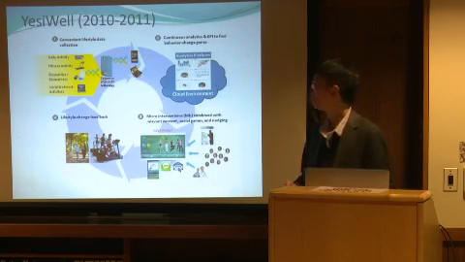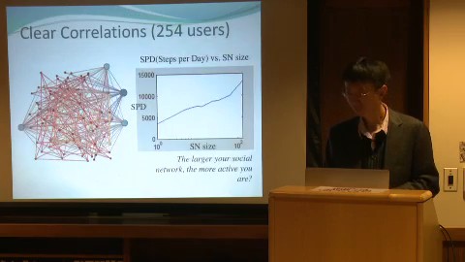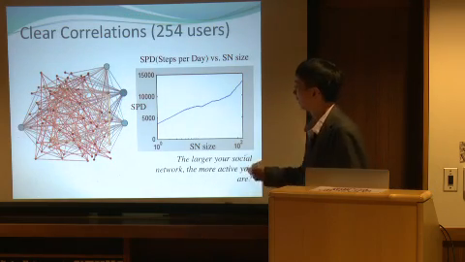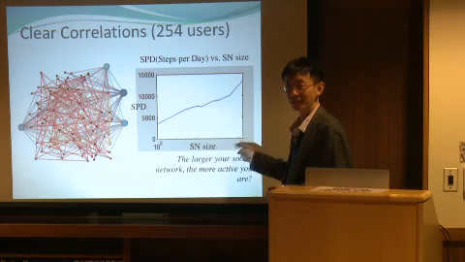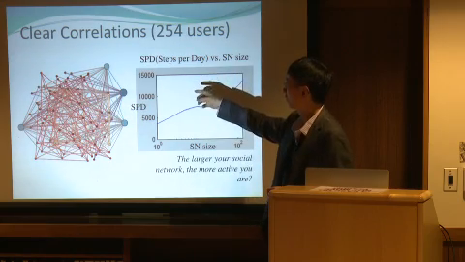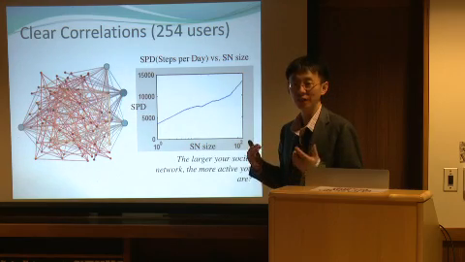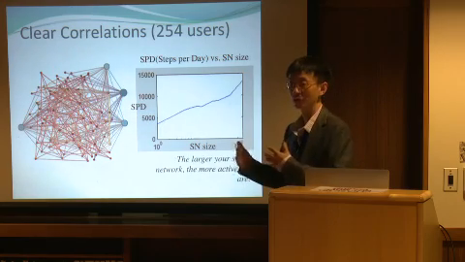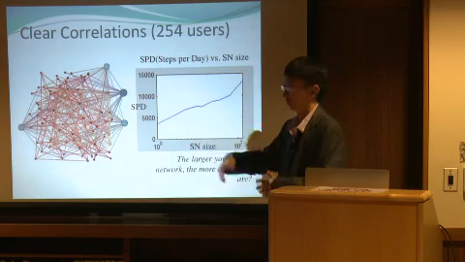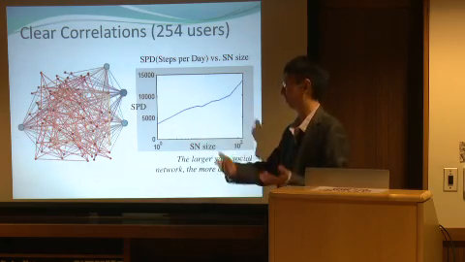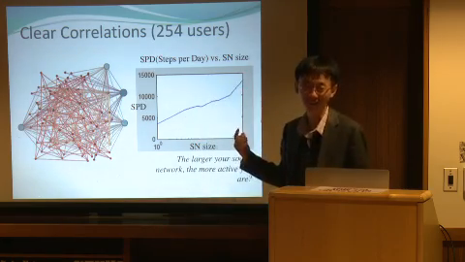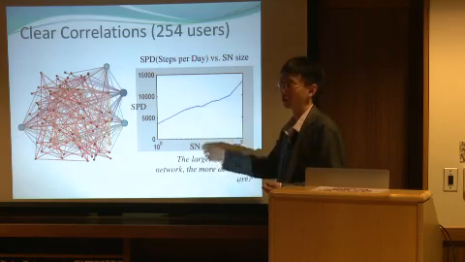So then what we easily found is that the number of your friends is positively associated, or correlated, with the average steps you walk or run per day. Okay, even if you're not in computer science, or not in the field, you see this is clear, right? On the social network side, it is just your number of friends.